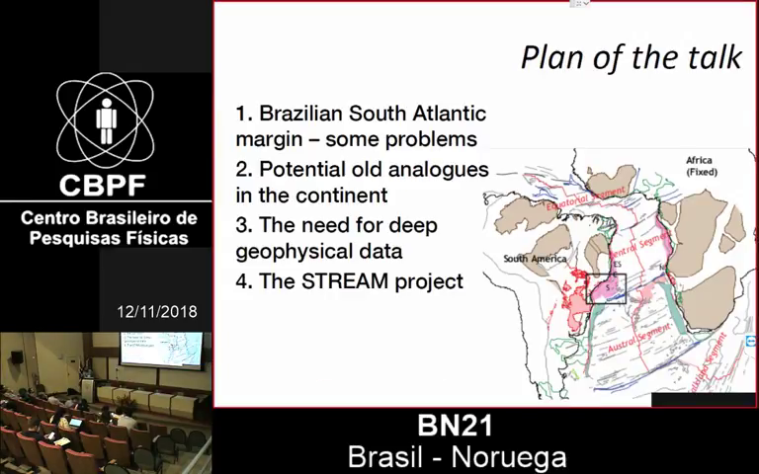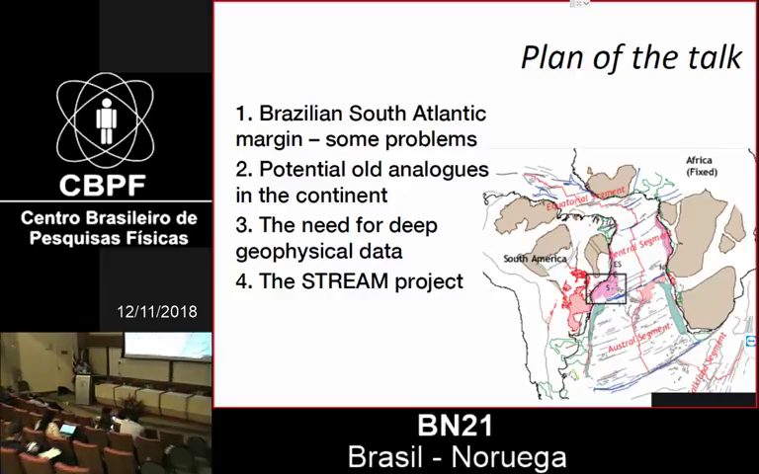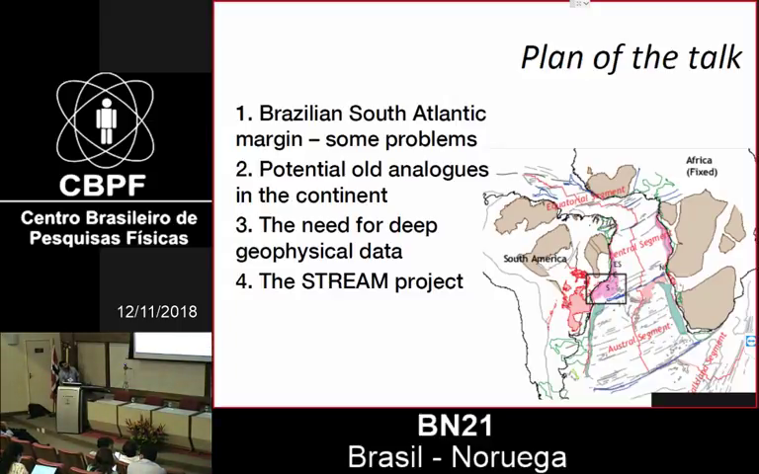So the point of the talk is I'm going to talk a little bit about the South Atlantic margin, some problems we have, potential old analogs in the continent. That's a way to inquire the deep structure of the continent, of the margin. Then the need we have for deep geophysical data, because we have a few of those, that some of them have been shown here by some colleagues, Suarez and Ingen. And also to talk a little bit about the Stream project.